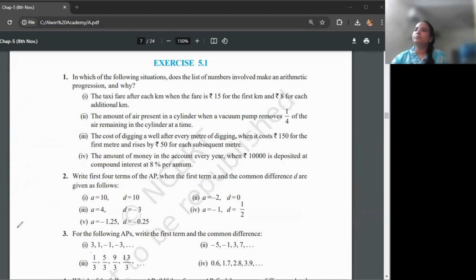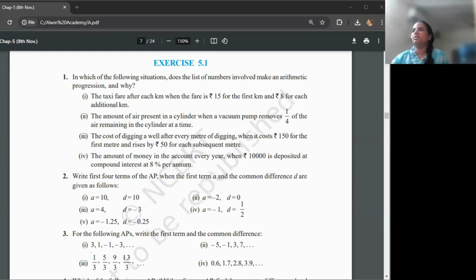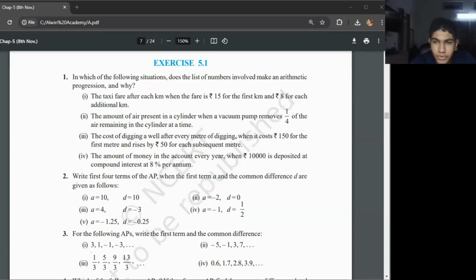Understood or not? Okay, ma'am. Kavish, do you have WhatsApp logged in on the device you are taking your class? Yes, ma'am. Log out for this. 1 minute.